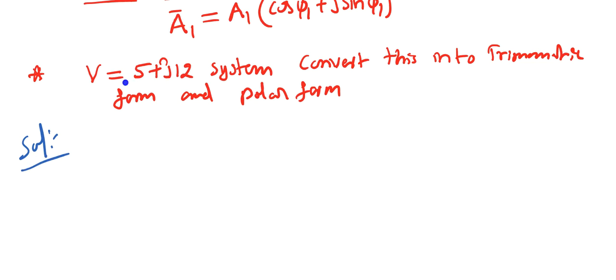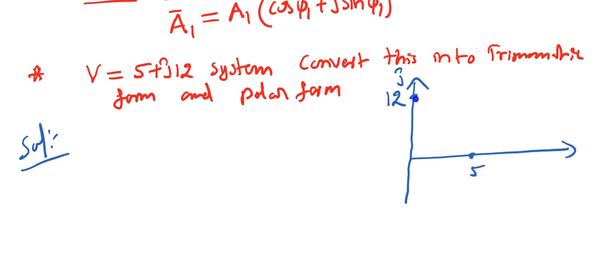So I will represent this V equal to 5 plus j12 in a diagram with x-axis and y-axis. This is my imaginary part, I can take it as plus 12, isn't it? So this is 12, the imaginary part, and this is my 5. Where exactly my vector is coming, that is nothing but V. It takes some angle with respect to this axis; I can call this phi. I don't know what phi is here yet.